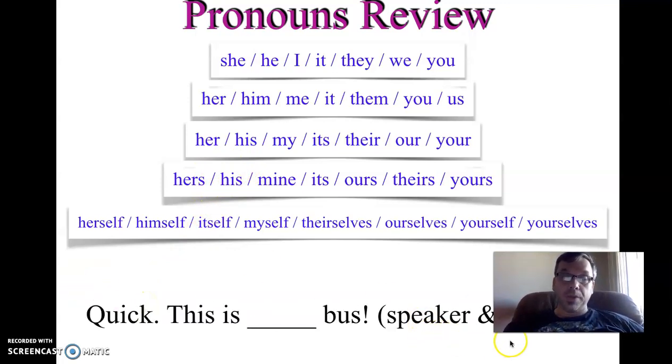We're talking about two people here, the speaker, so me, and a friend. Quick, this is blank bus. This is, good, our bus, the possessive adjective. Here is the noun, so this must be the possessive adjective, not the possessive pronoun. Quick, this is ours bus. No, quick, this is our bus. Possessive adjective, noun.